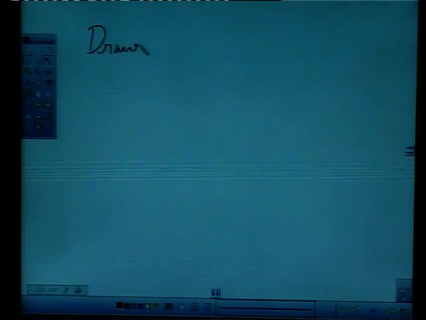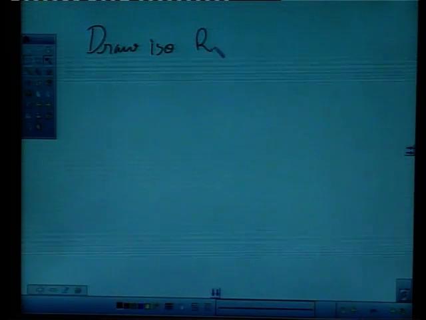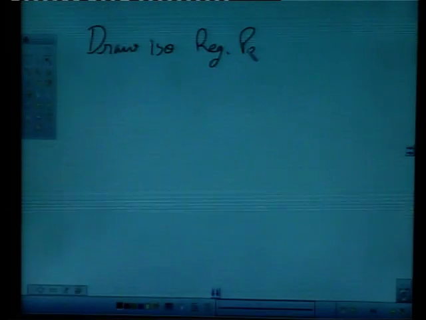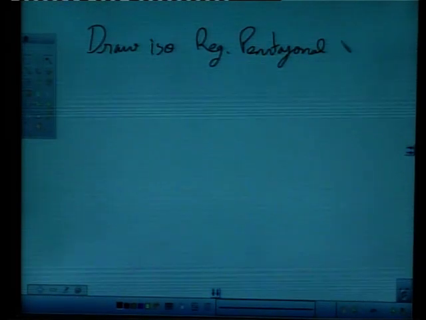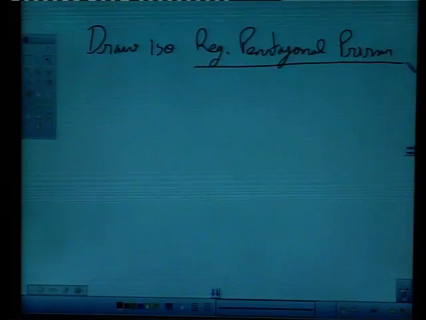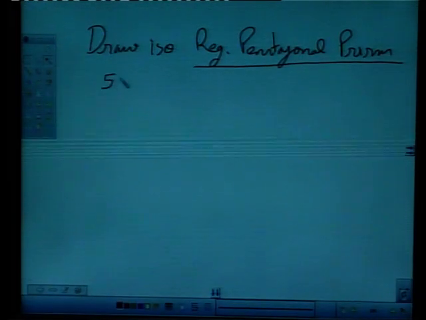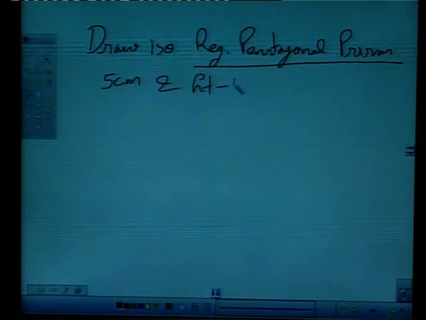We will take another example. Say in another example there is a statement type question again: draw isometrics of, say, a regular pentagonal prism, and the side of the pentagonal prism is, say, again 5 centimeter, and height is, say, 10 centimeter.